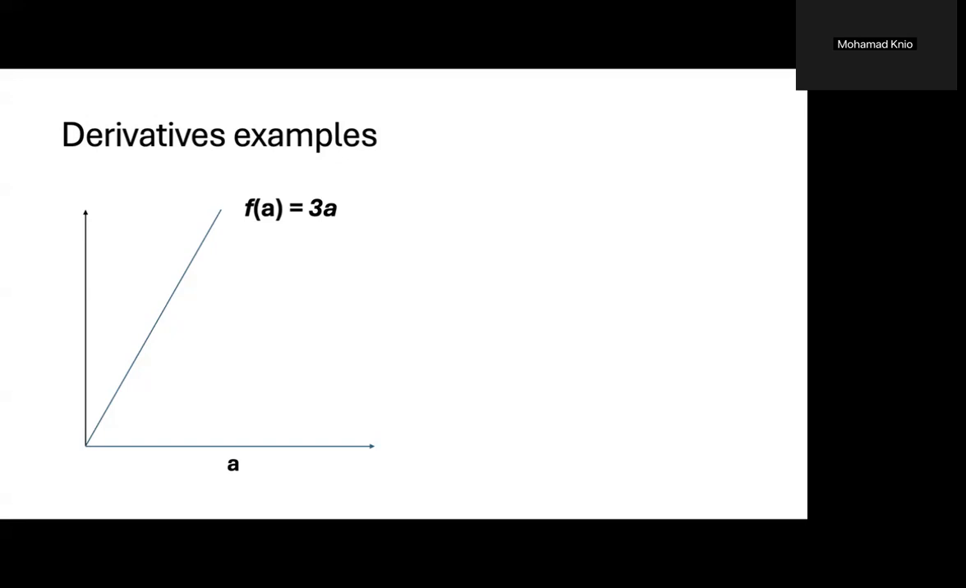Let's say a is equal to 2. And when a is equal to 2, we know that f of a is 3 times 2, which will be 6.